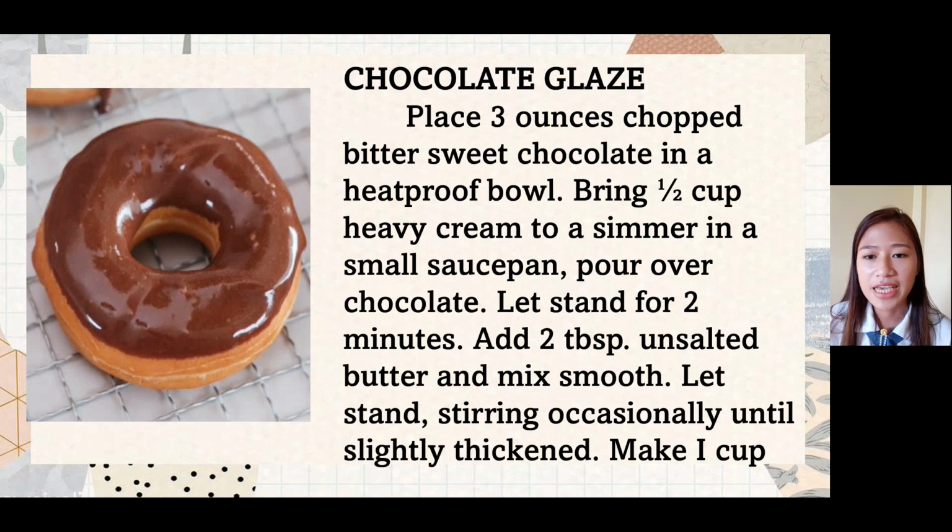Next, chocolate glaze. Place 3 ounces chopped bittersweet chocolate in a heat-proof bowl. Bring 1/2 cup heavy cream to a simmer in a small saucepan. Pour over the chocolate. Let stand for 2 minutes, add 2 tablespoons unsalted butter, and mix until smooth. Let stand, stirring occasionally, until slightly thickened. Makes 1 cup. This chocolate glaze is very common to see in donut shops. So this is the proportion for how we make a chocolate glaze.